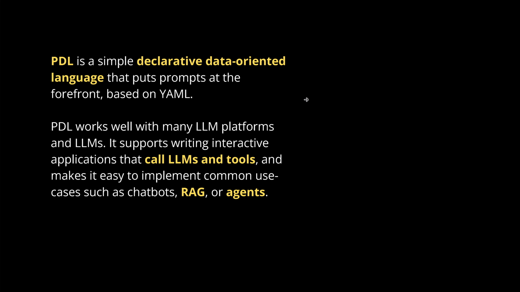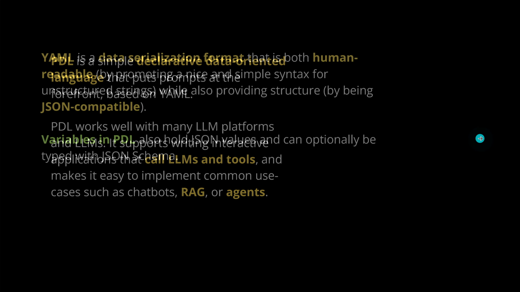Because IBM tells us, and you know that IBM has their own models, LLMs, and now they have also their own prompt optimizer, like OpenAI has it, like Anthropic has it, like Google has it. Now we are talking about IBM, and they choose now to write a complete programming language. Now this PDL is a declarative data-oriented language that puts prompts at the forefront, but everything is based on YAML. So it supports writing interactive applications that call the LLM and all the tools, and it makes it easy to implement common use cases such as chatbots, RAG, and our AI agents.